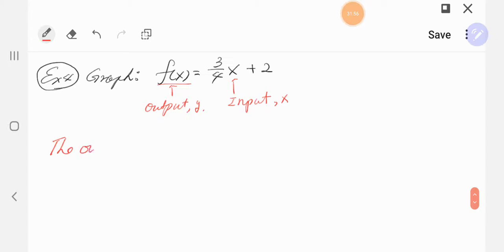So the output y depends on what? Depends on the input value x. Does it make sense? So the output value depends on the input. So we call this output variable y a dependent variable. So y depends on this. So this is a dependent variable. Okay, dependent variable.